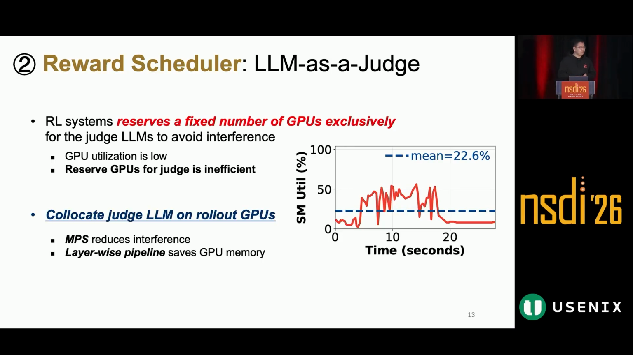And in RollPacker, we co-locate the judge model with the actor model on the rollout GPUs. And to reduce interference, we use MPS. And also, to save GPU memory for the more precious KV cache, we implement a layer-wise pipeline to offload the judge model's weights to the CPU memory to reserve GPU memory.